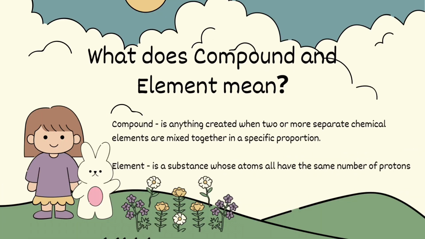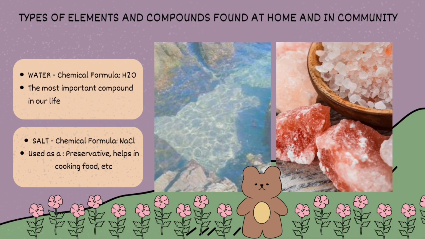So, what do compound and element mean? A compound is anything created when two or more separate chemical elements are mixed together in a specific proportion. When we say element, it is a substance whose atoms all have the same number of protons. Now, we're going to show you different types of elements and compounds that you can find at home.